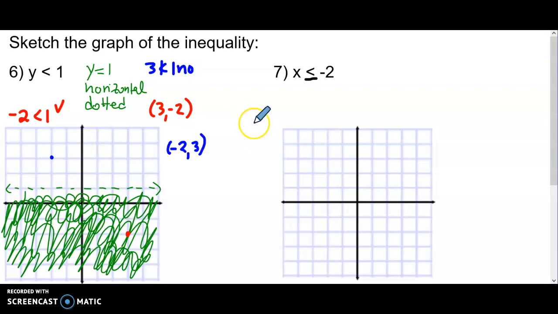Let's go to number 7. If I treat number 7 as an equation, I would have x equals -2. We have learned in the past that x equals a number should be a vertical line at -2. So it's right here. Because I do have the equal sign included, I want my line to be solid.